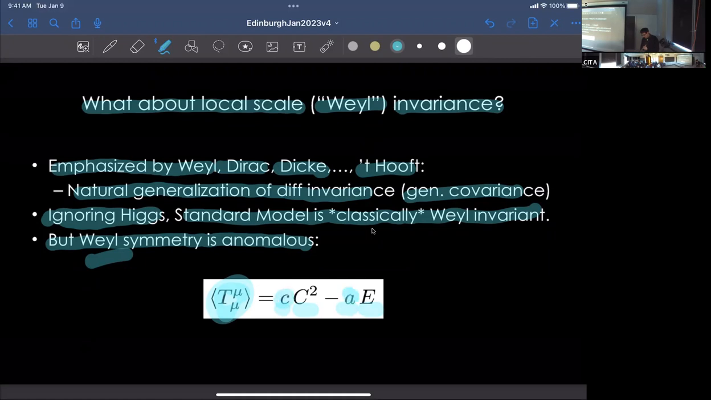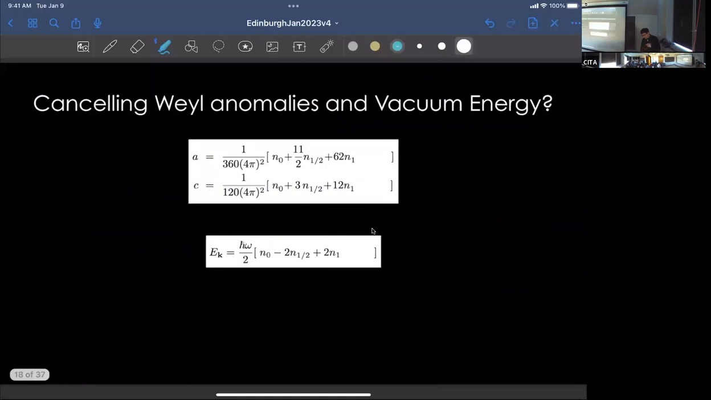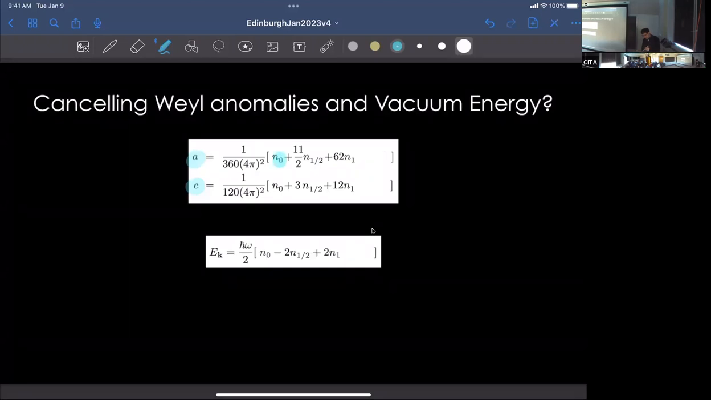And these dimensionless coefficients C and A have famous formulas that were found in the 1970s that just depend on the number of spin zero scalar fields in the theory, the number of spin one half fermion fields, and the number of spin one gauge fields. But the key point is that the coefficients of all of these terms are positive, so there can be no cancellation. So the number just seems to be non-zero in the standard model.